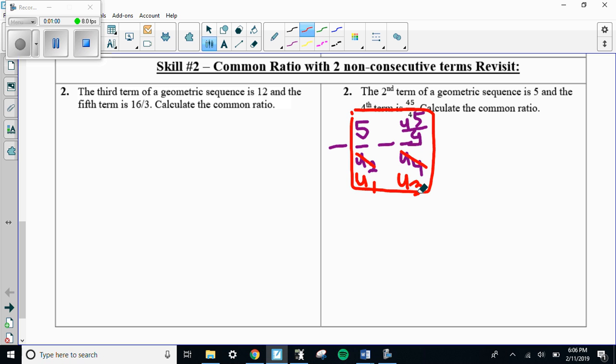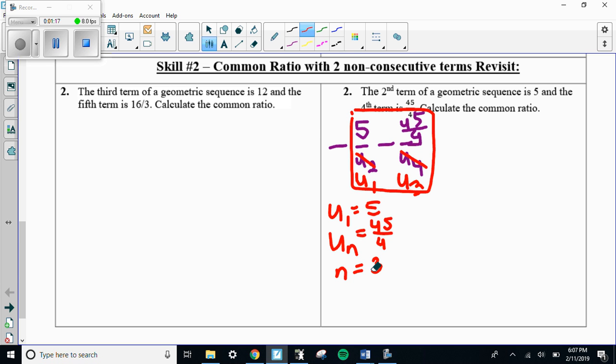So we want to list our variables out. So we have U1 is equal to 5. We have Un is now going to equal that fourth term of 45 over 4. And n is now equal to 3 based off of our modification.